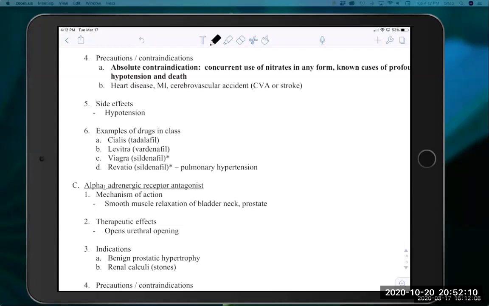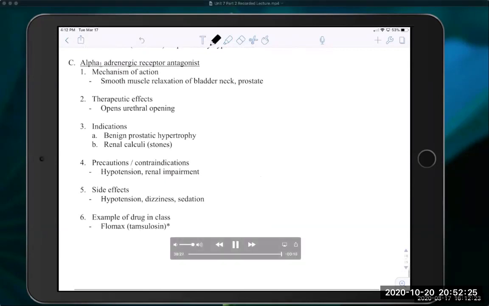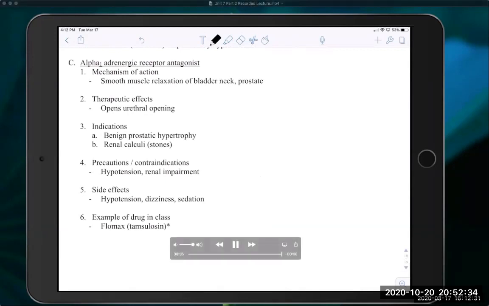Side effects would be hypotension. Sildenafil is the prototype you will need to remember for this particular class, otherwise known by the trade name Viagra. That is what I really want you to concentrate on for the men's health section, okay? Again, review all these, definitely important, need-to-know information, but in regard to testing, that's what I really want you to focus your energy on, okay?